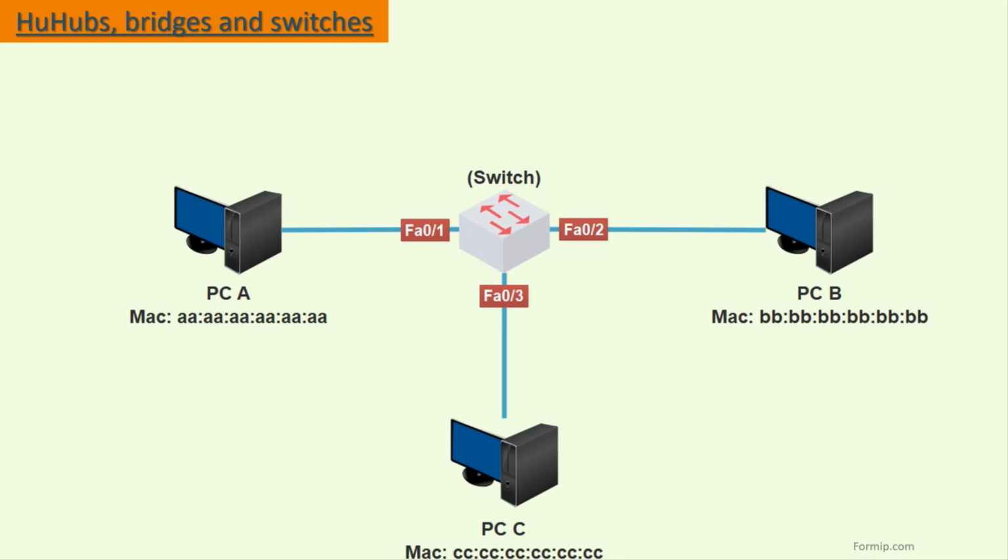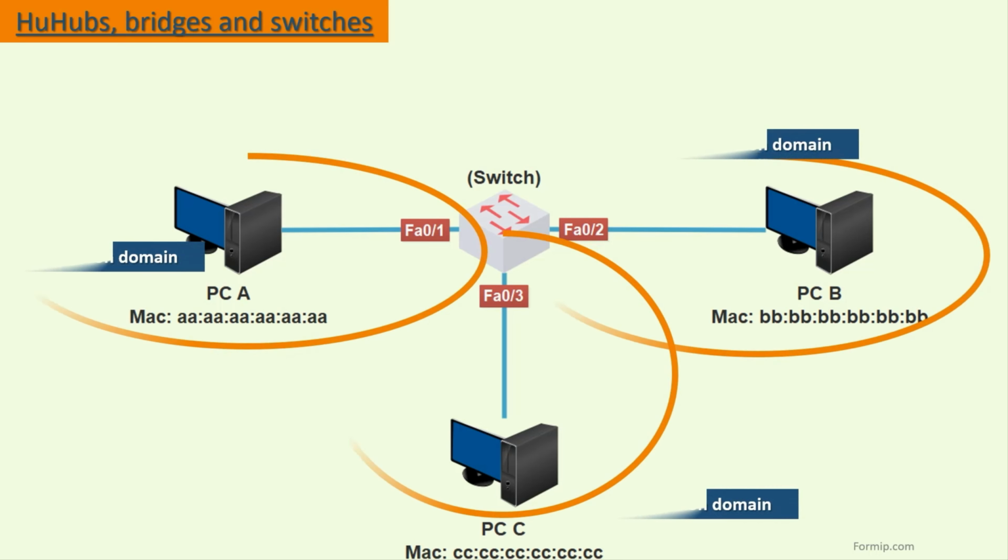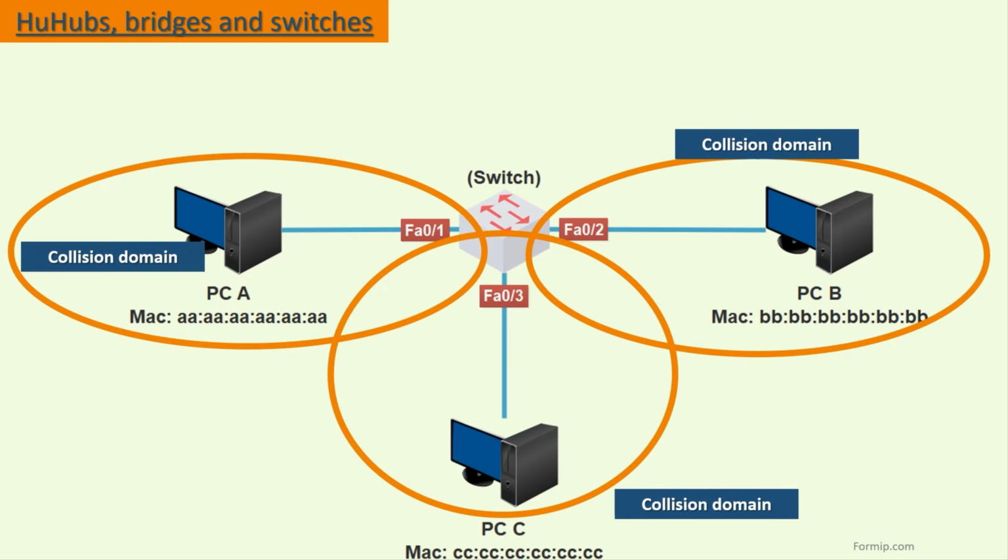How many areas of collision do you think there are? Well, as we operate in full duplex, we can't have collisions in a switched network like this. Each interface on a switch is seen as a separate collision domain. This means that in this topology, there are 3 areas of collisions.